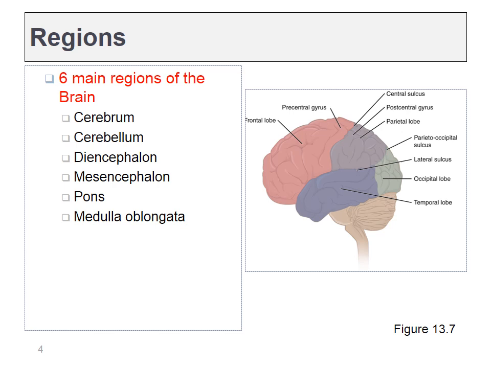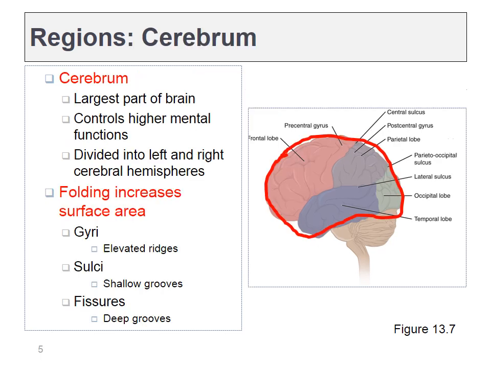The 6 major regions of the brain include the cerebrum, cerebellum, the diencephalon, the mesencephalon, the pons, and the medulla oblongata. We'll be covering these one at a time. The cerebrum is the largest region of the brain. It's the wrinkly part that's most visible from the surface.